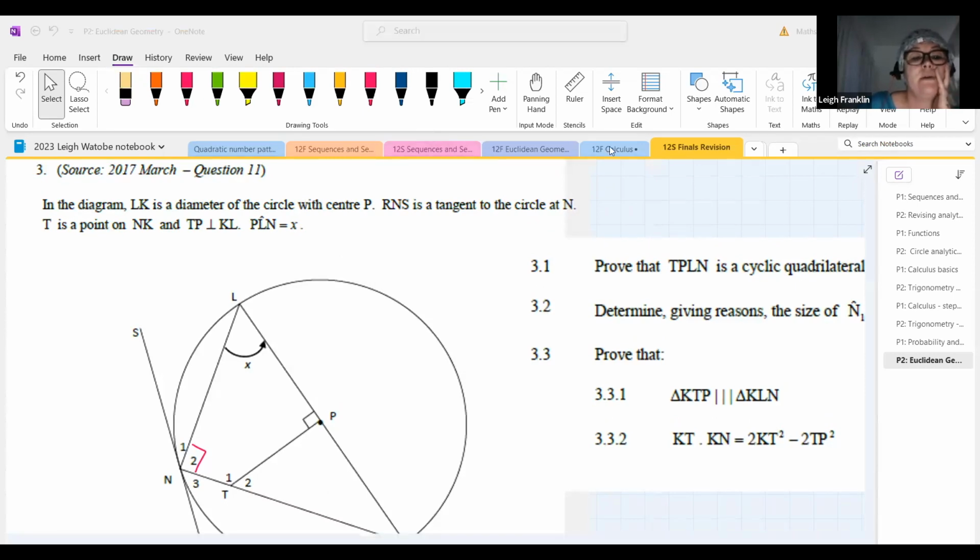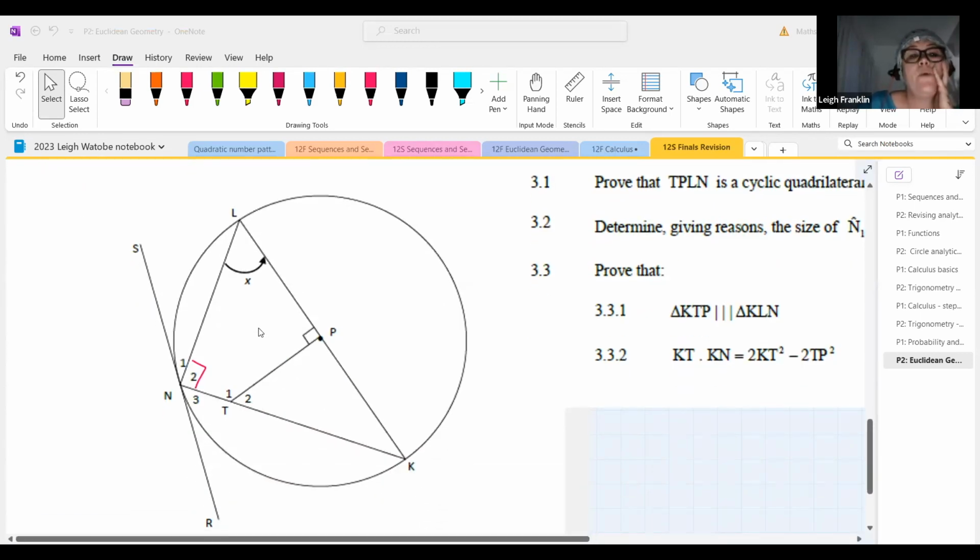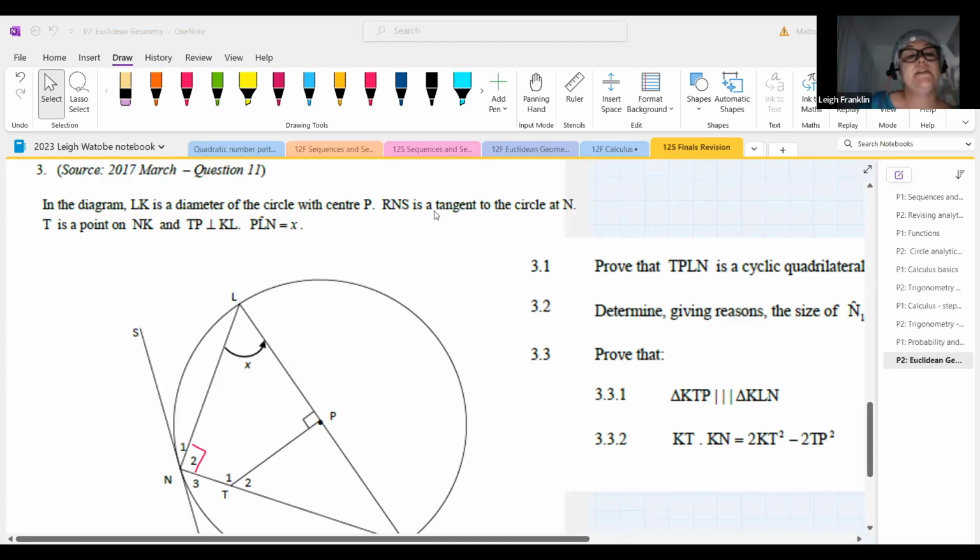That's it. And then they tell us that RNS is a tangent to the circle at N. So when we see the word tangent, there's 3 things we can think about. The first one would be tan chord theorem. The second one would be tangents from the same point, which would not be applicable here because we haven't got 2 tangents. Or we could have radius perpendicular to tangent, but we wouldn't have that here either because we don't have a radius touching at the point N.